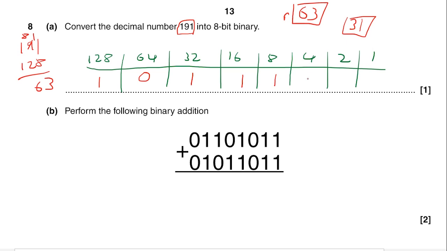4 goes into 7 once, remainder 3, and then we can actually fill it in that way. So this is our answer in red, so we can just write it out here if we want to. 1 0 1 1 1 1 1 1 in base 2. And just to check, it's an 8-bit binary number. We've got 1 2 3 4 5 6 7 8, and we're good to go.